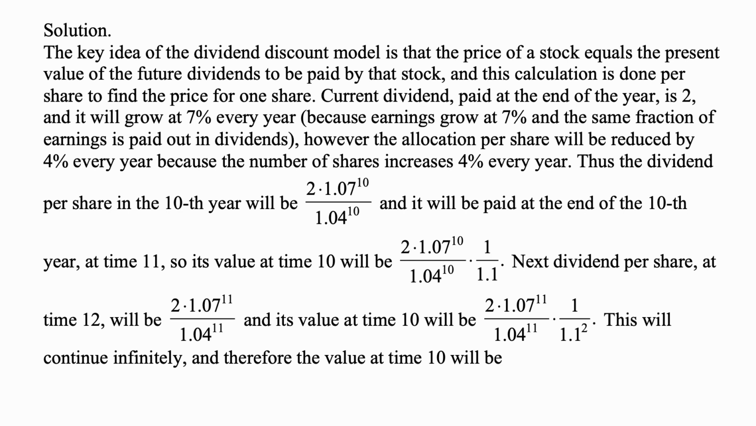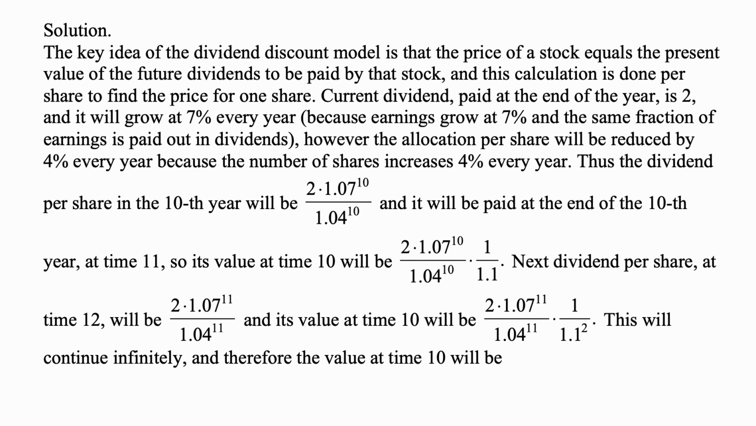However, the allocation per share will be reduced by 4% every year because the number of shares increases 4% every year. Thus, the dividend per share in the 10th year will be 2 times 1.07 to the 10th because of a 7% per year growth, but divided by 1.04 to the 10th because of a 4% reduction every year due to increase in the number of shares. And it will be paid at the end of the 10th year, at time 11, so its value at time 10 will be 2 times 1.07 to the 10th over 1.04 to the 10th times 1 over 1.1 because the interest rate applicable is 10%.